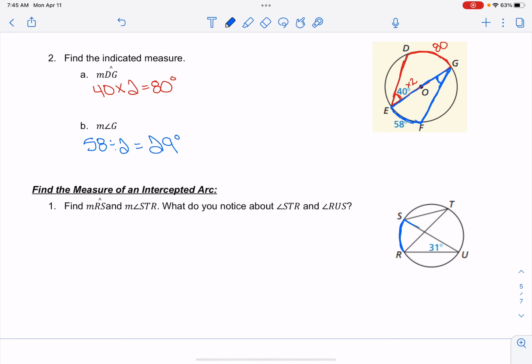So RS, notice, goes with this angle U, right? Everything matches up there. The endpoints of the angle help to form our arc. So to find RS, you would just have to do 31 and multiply it by 2, which gives us 62 degrees.